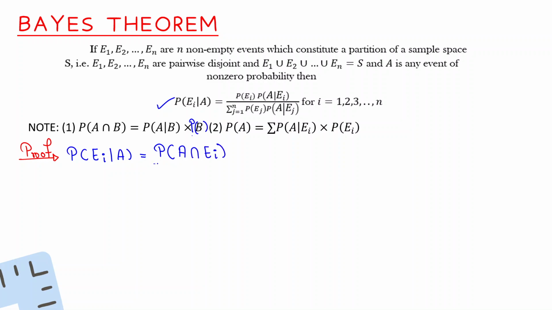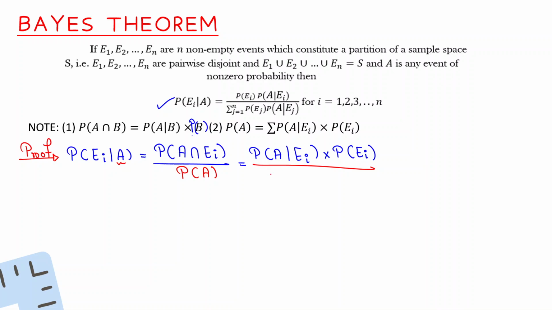In the denominator, I have to write the given event. What is the given event? The given event is A. So I'll write the given event, that is probability of A. In the numerator, by using my first note, I'll write probability of A given Ei. By using the first note, the intersection can be written as probability of A given Ei multiplied with probability of Ei.